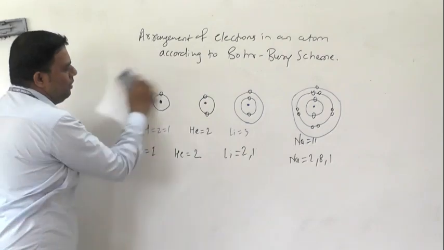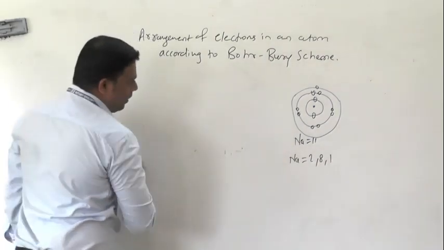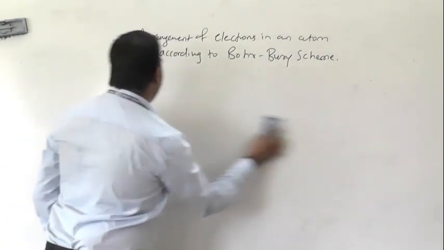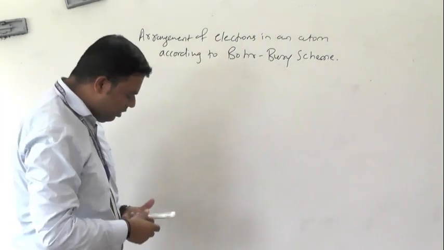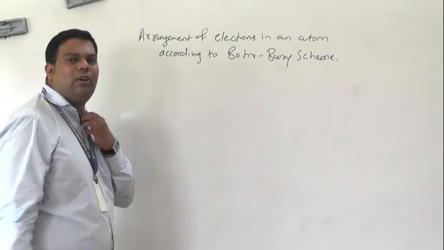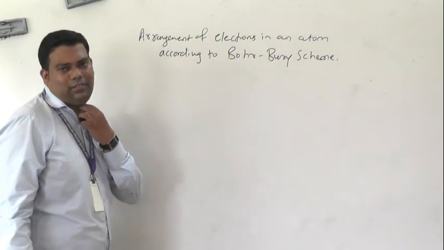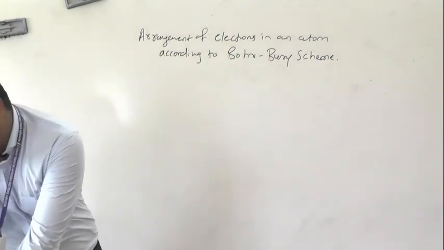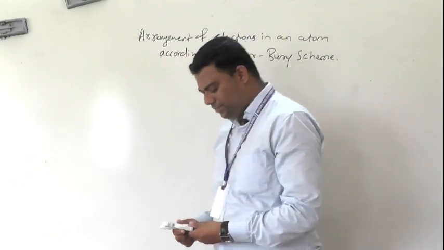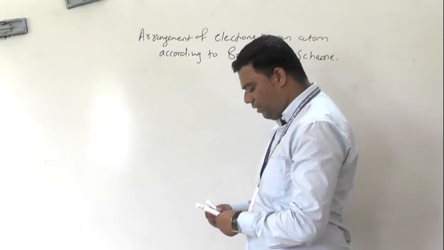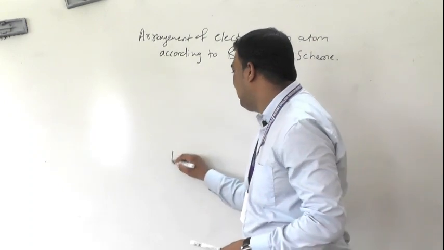Up to K, L, M we saw whatever filling of electrons in orbitals. Now one more example we will see, for potassium.